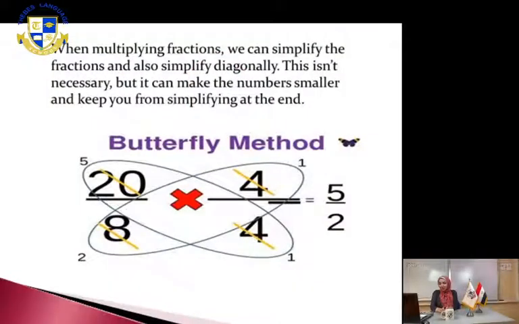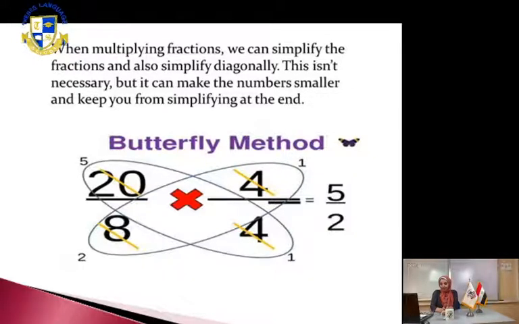Okay, let's start. 4 and 8. What is the greatest common factor? They are divisible by what? 4 and 8 are divisible by 2 and 4. So we will take the greatest common factor, which is 4. 4 divided by 4 will be 1, and 8 divided by 4 will be 2.